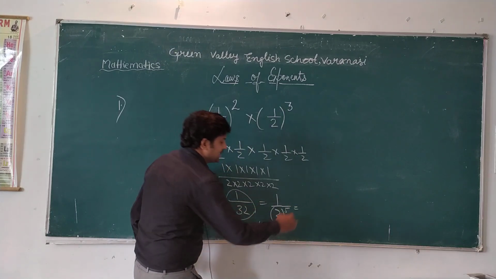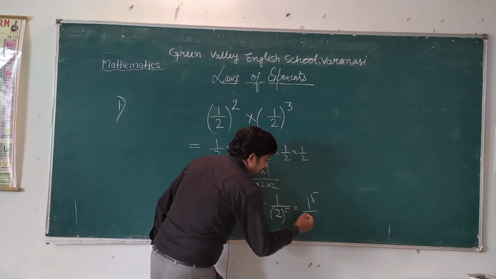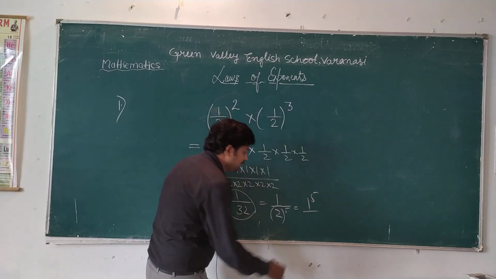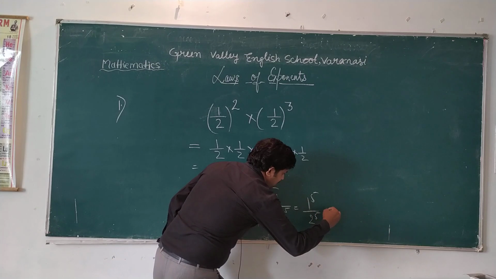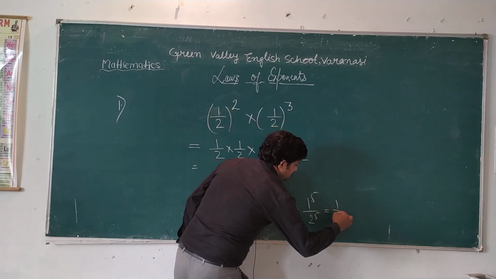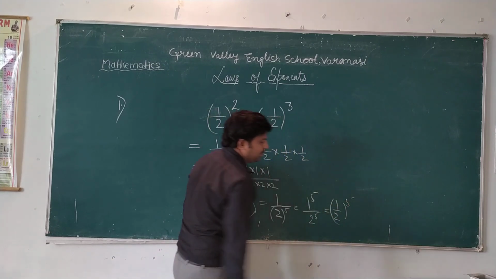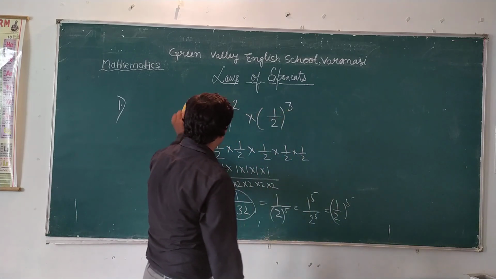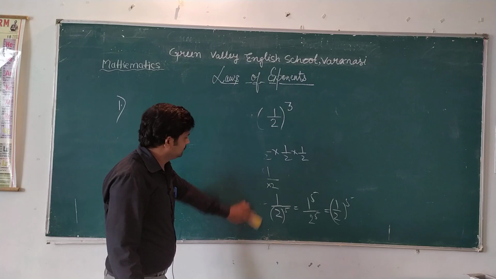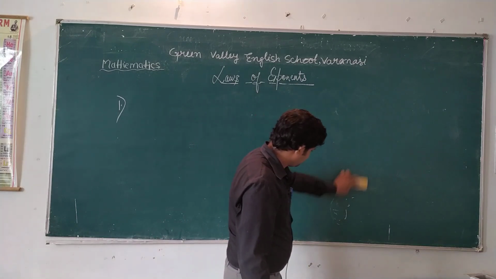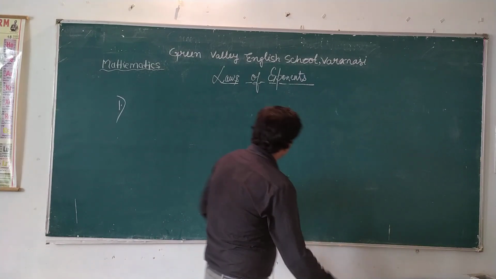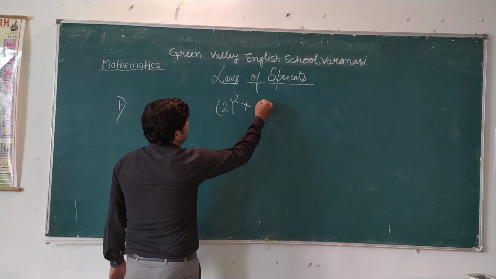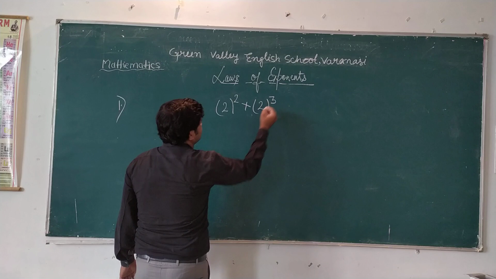That's why we can write 1 upon 2 to the power 5. We can write 1 upon 2 whole to the power 5. Okay, and the next example is when we write 2 to the power 2 multiplied by 2 to the power 3.